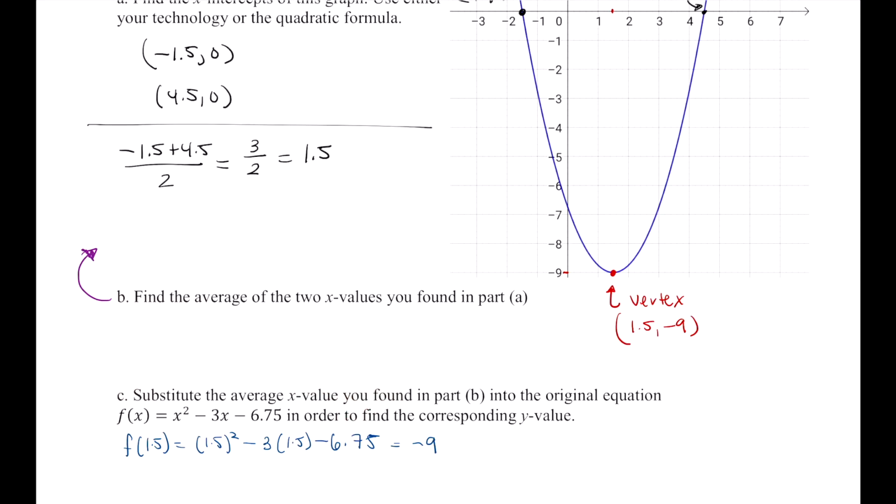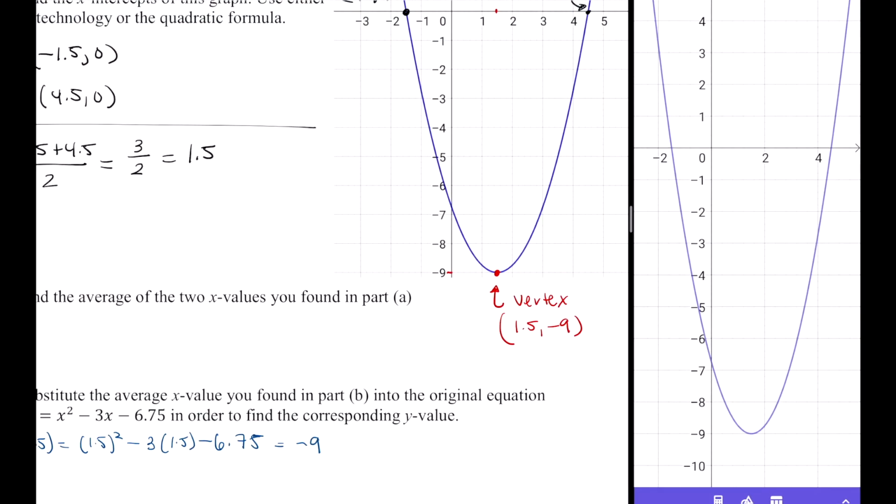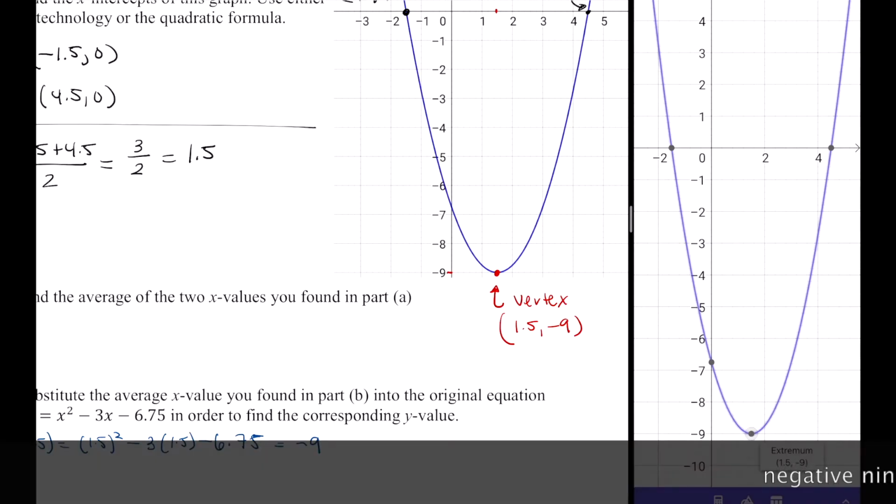Now let's verify this value of our vertex using technology. So again, I have GeoGebra up, and right here you can see my graph is still there, and there it is, the extremum. The vertex is at 1.5 comma negative 9.